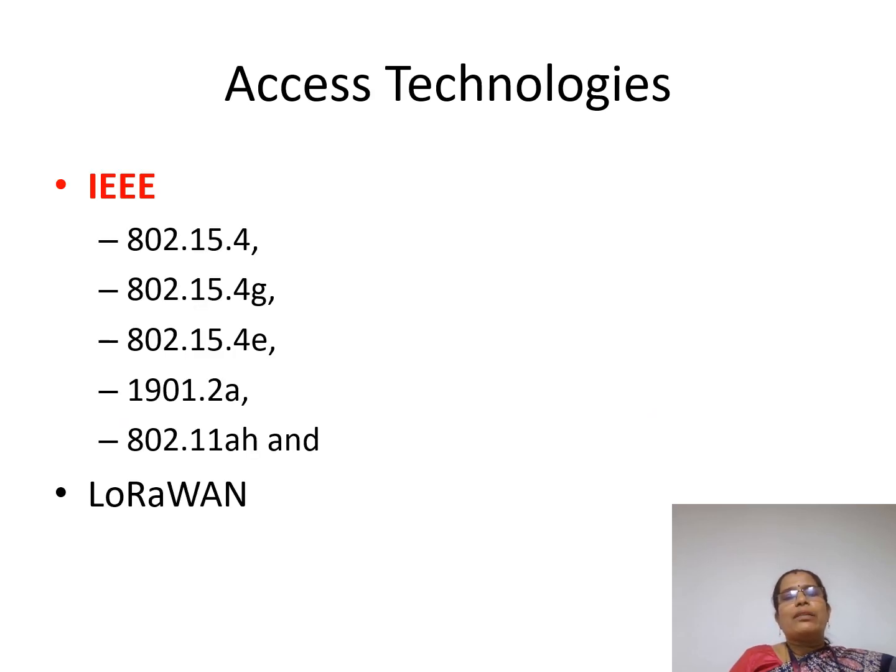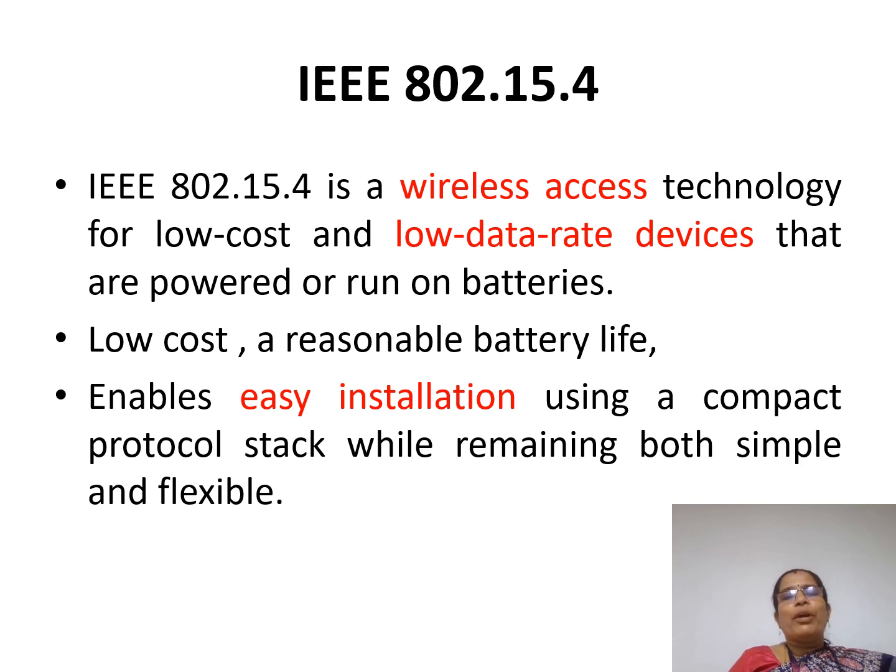When you go for the access technologies in IEEE, we have five technologies: 802.15.4, 802.15.4G, 802.15.4E, 1901.2A, 802.11AH and LoRaWAN. IEEE 802.15.4 is a wireless access technology. It is a low cost and low data rate device that is powered by batteries. Low cost and reasonable battery life enable easy installation using a compact protocol stack while remaining both simple and flexible.